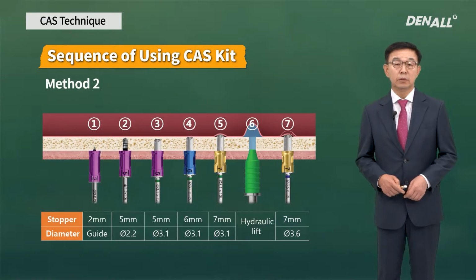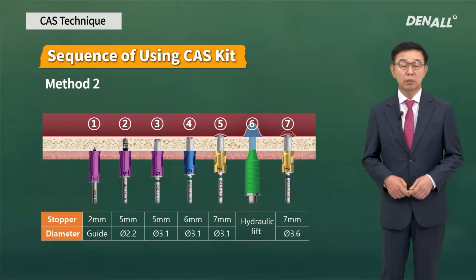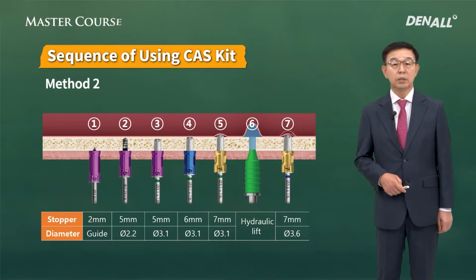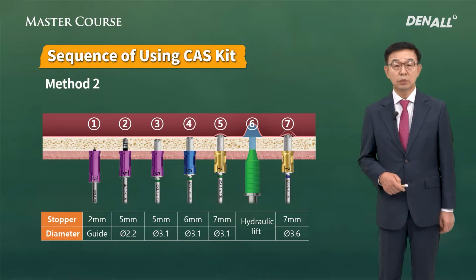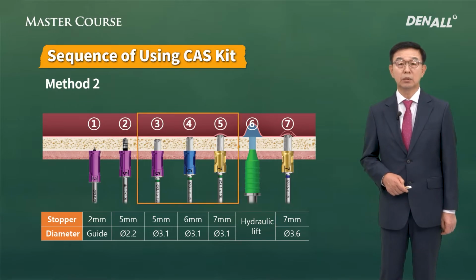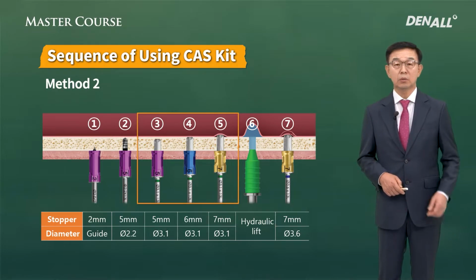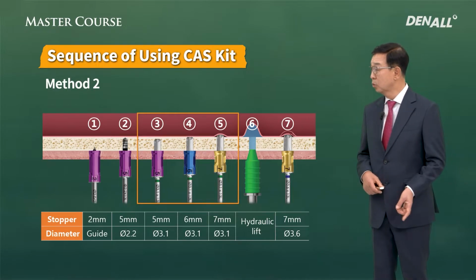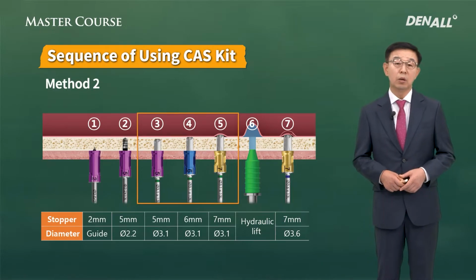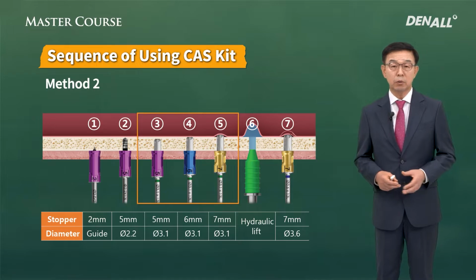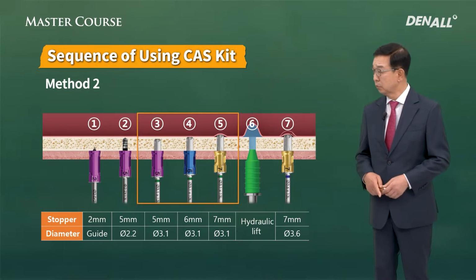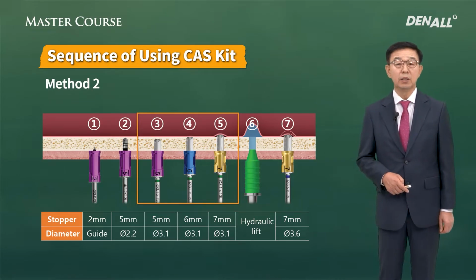In other words, guided drilling is done, twist drilling is done afterwards. You advance the depths first and check the sinus floor. Once this is confirmed, do hydro lift, and after that, you expand to the desired bone width. After this, implant is placed.